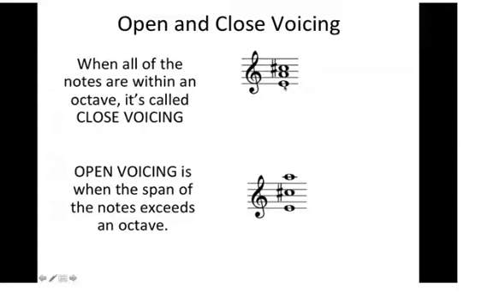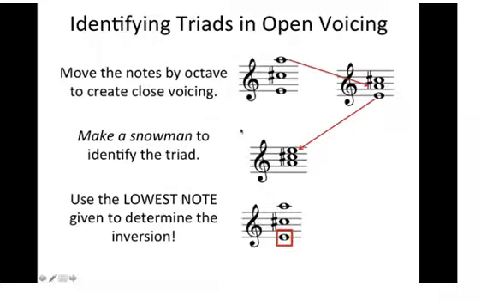So this triad, yes, that's a major triad, is in close position. If I take the same notes, it's open voicing or open position. When we identify triads that are in open voicing, we start by moving notes up or down an octave to get things into closer position. And then we make our snowman.